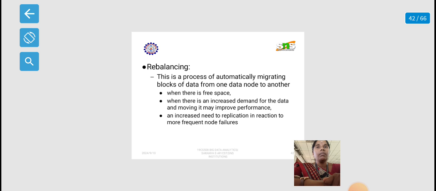The second thing is rebalancing. Rebalancing is the process of automatically migrating blocks of data from one data node to another where there is free space, when there is an increased demand for the data and moving it may improve performance, such as moving from a traditional disk drive to a solid state drive that is much faster or can accommodate increasing numbers of simultaneous accesses, and the increased need for replication in reaction to more frequent node failures.